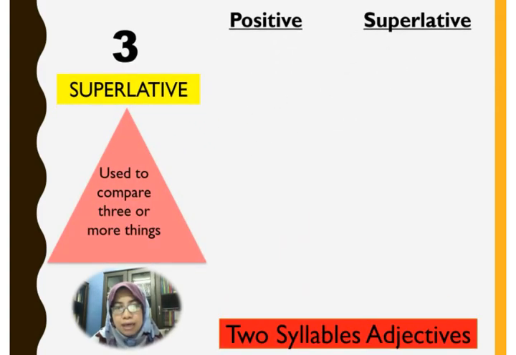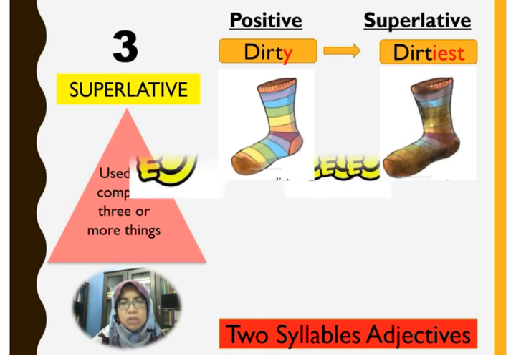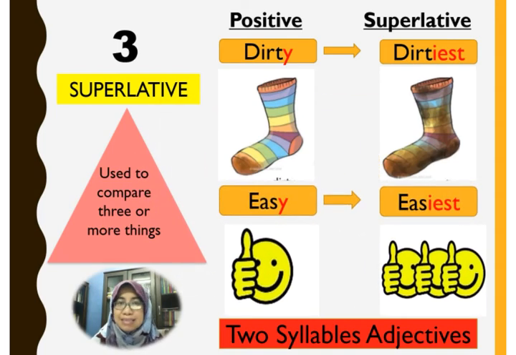Okay, if the words are in the two syllables category, dirty, dua suku kata, ya. So yes, you have to add -est, but same again, you have to take a look at the words. If it ends with Y, you have to change it to -iest. Okay? Dirty, kotor. Dirtiest, paling kotor. Easy, senang. Easiest, paling senang. Okay, this is so simple.